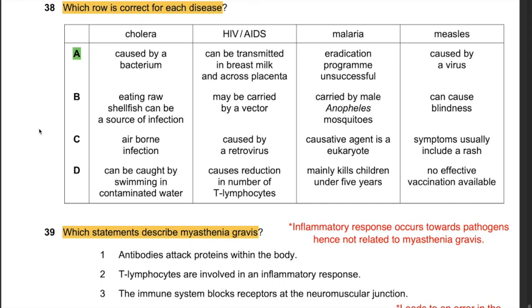If you look at answer C, cholera airborne infection, that is incorrect, as cholera is a waterborne infection. If you look at answer D, under cholera, can be caught by swimming in contaminated water, that is incorrect, because cholera can only be caught if you drink contaminated water and not swim in it. Therefore answer D is obviously incorrect. Answer A is the correct choice.